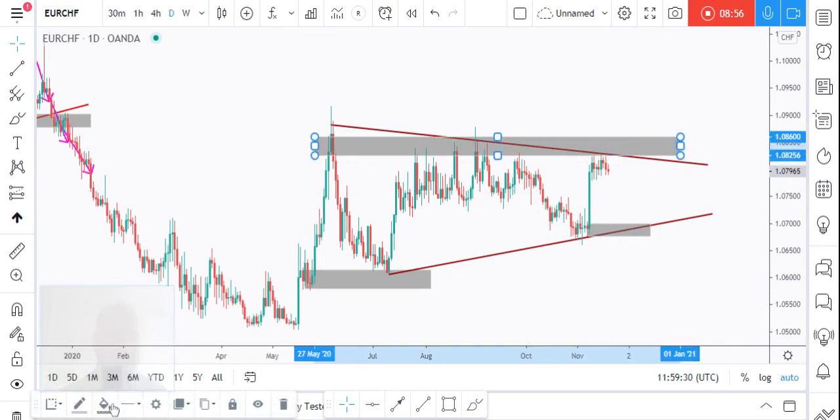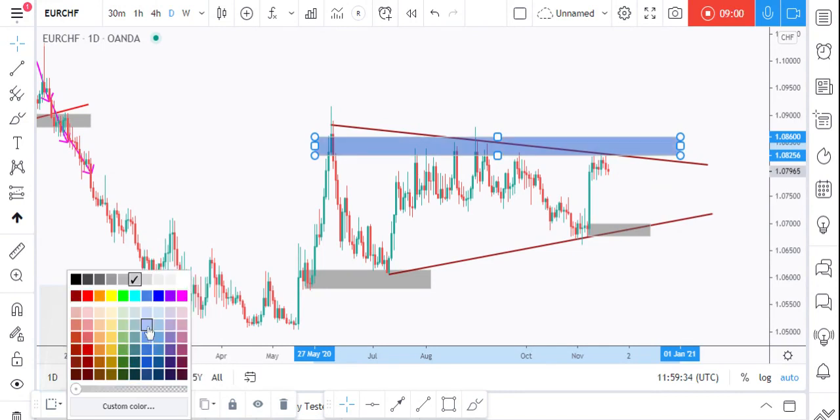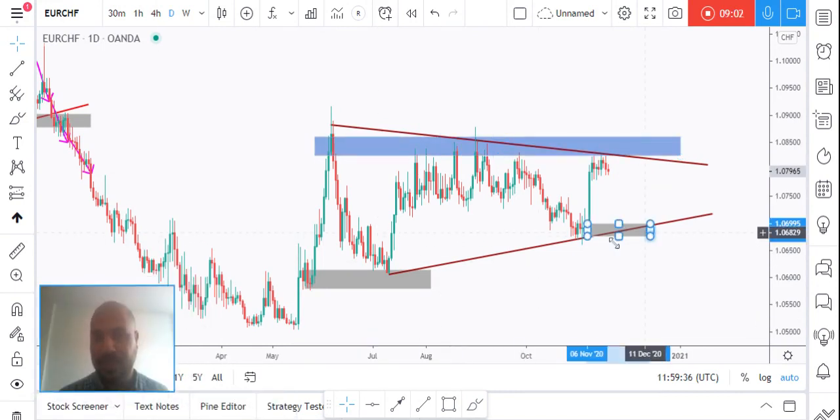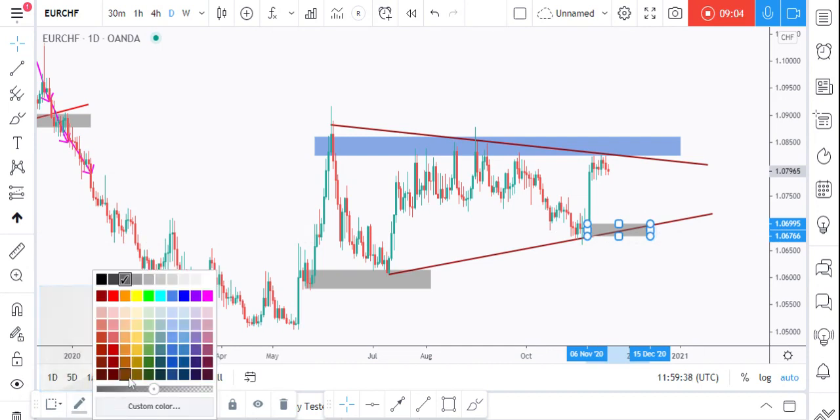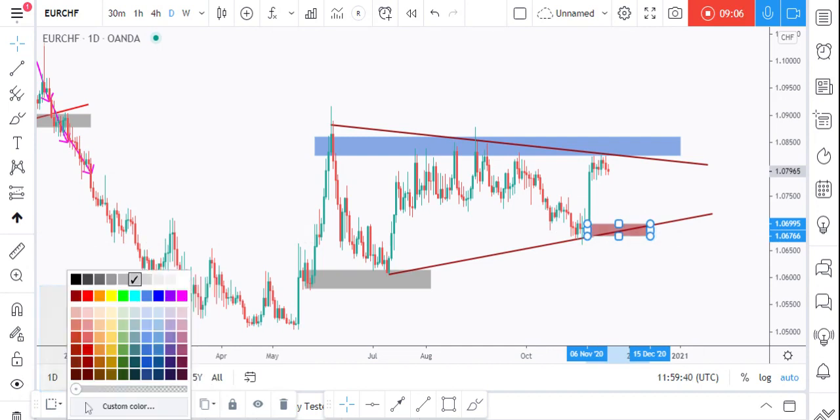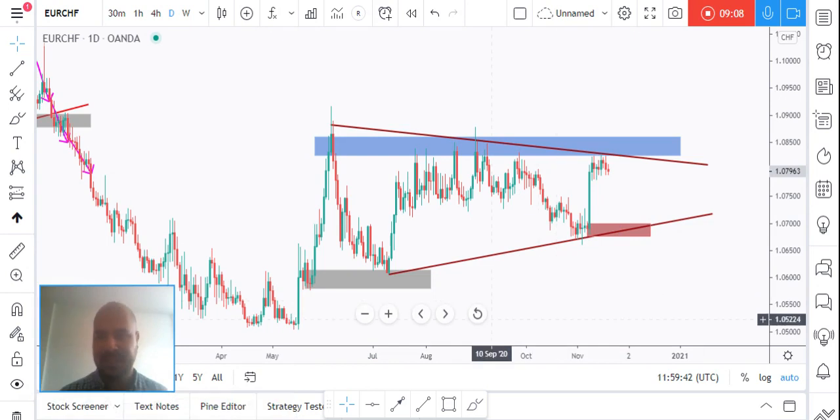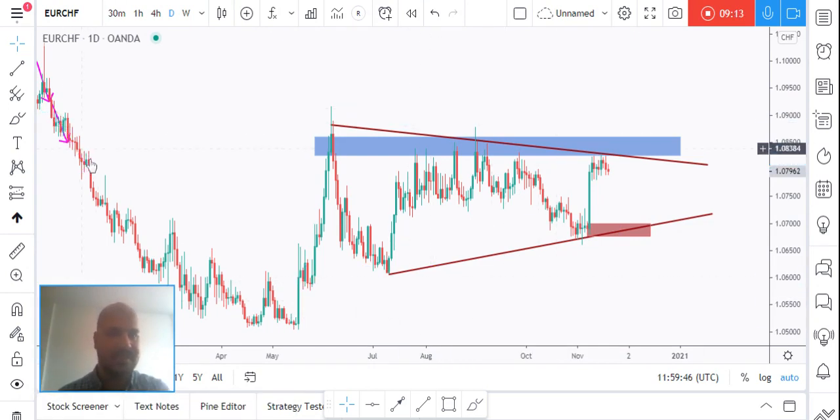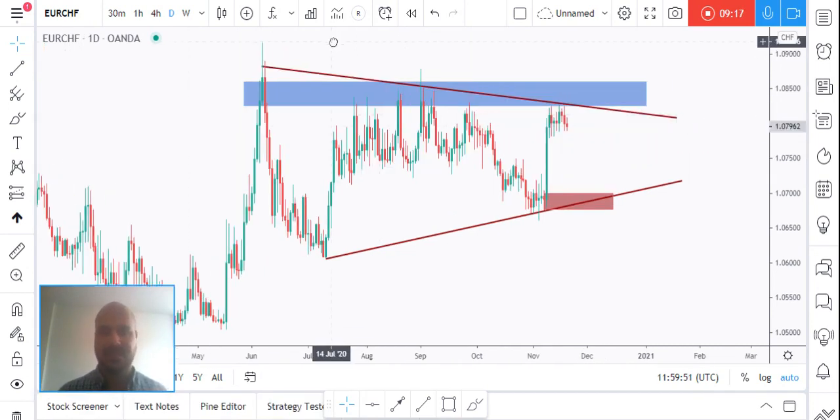Let's make this one in blue, as I usually use the gray zone for our trigger swing, as I call it, the last swing standing. And then let's make this one in red. Here we go. Let's delete these ones to make our chart even clearer. Here we go.